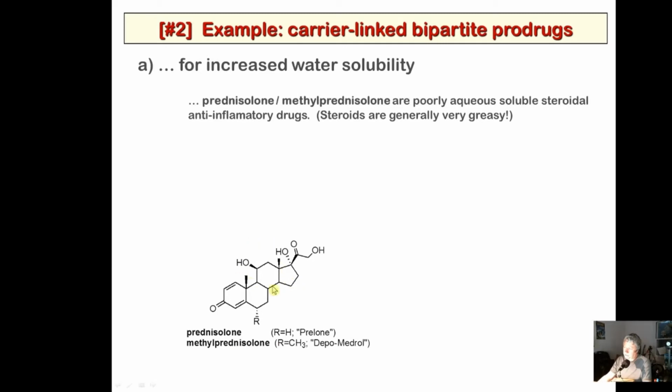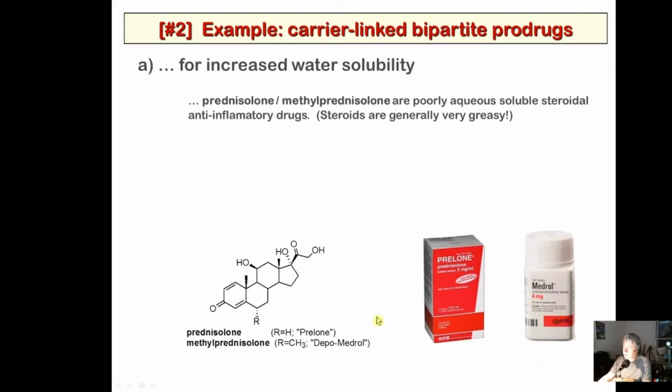When you have functional groups like alcohols and carboxylic acids, that does help in terms of aqueous solubility. But these are prednisolone and methylprednisolone that have different R groups, so either a hydrogen or a CH3 at this position on the steroid. And these are used as anti-inflammatory drugs like a lot of steroids are.